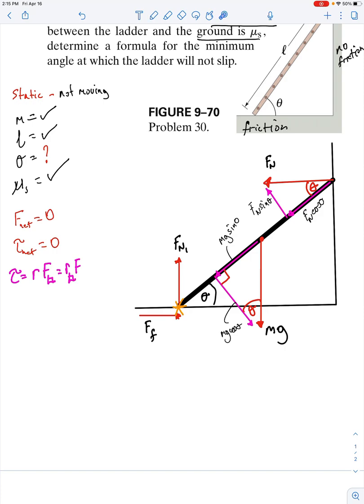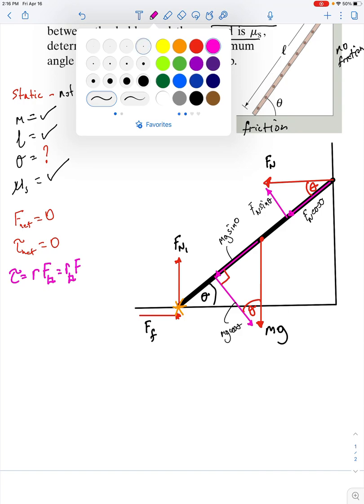So this part would be from here to here, that's R, times this part. And then this one would be from here to here, that would be your R, times this part. That's it. That's all you have to do.